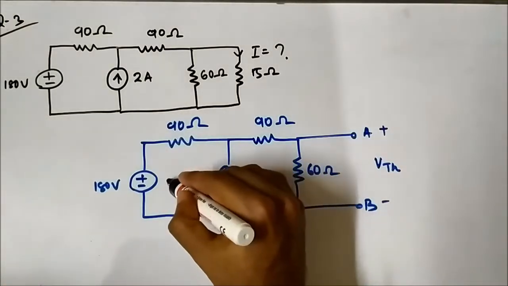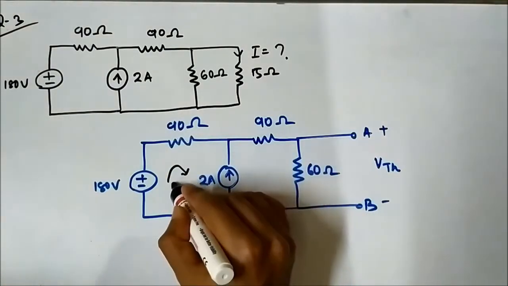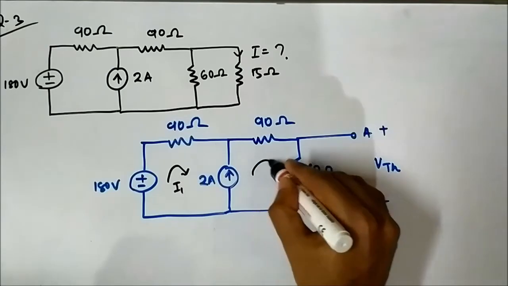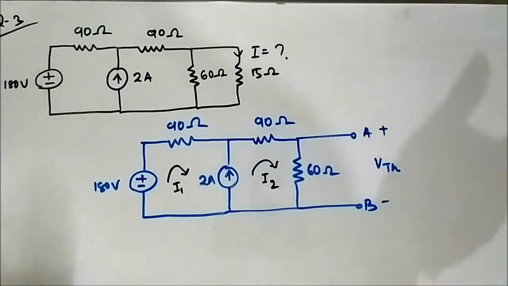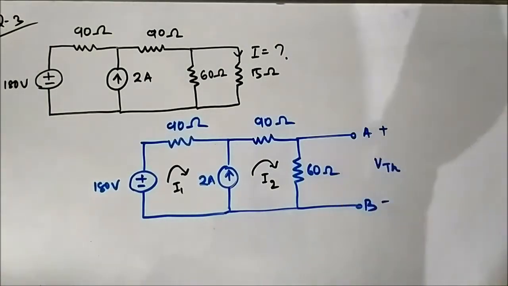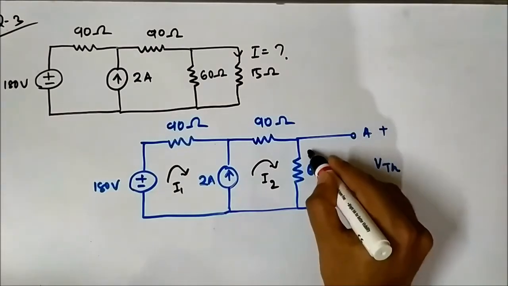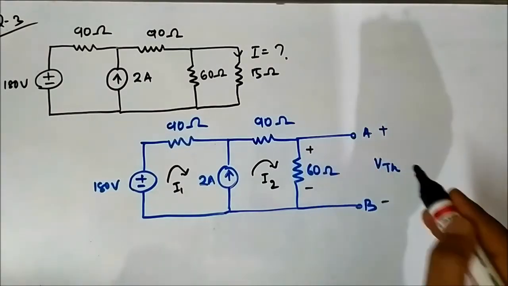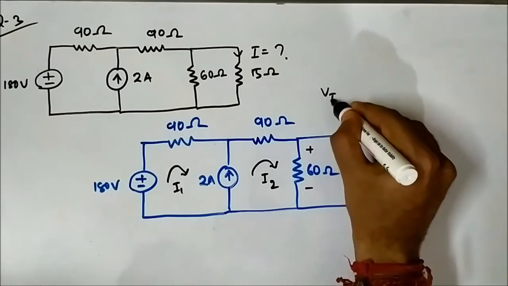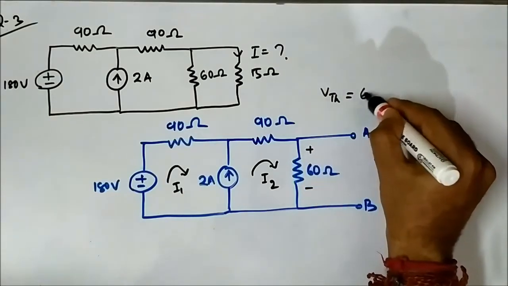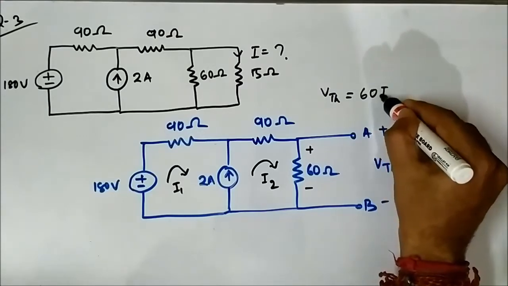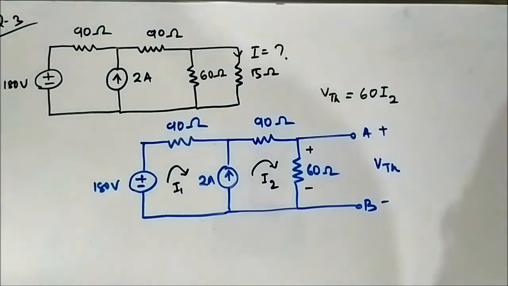Now we can apply mesh analysis here. So let us consider two currents, I1 and I2, flowing in this direction. We have assigned the directions of the mesh currents. So here VTH is the voltage due to the current I2 flowing through the 60 ohm resistor. So VTH is 60 I2.